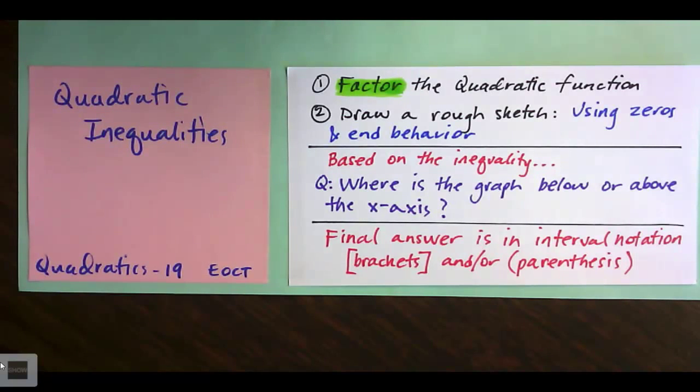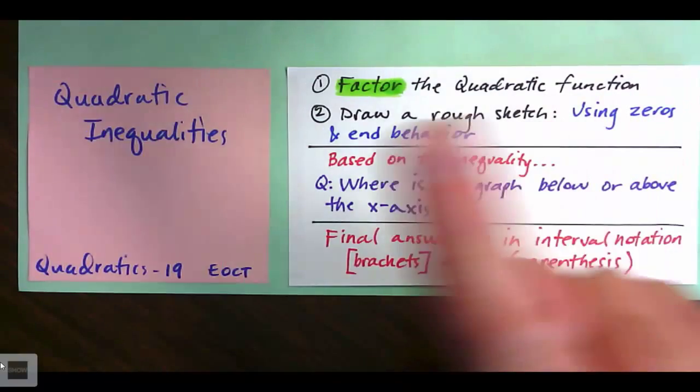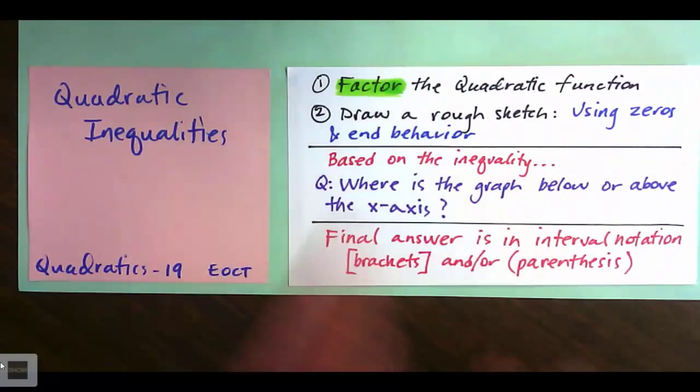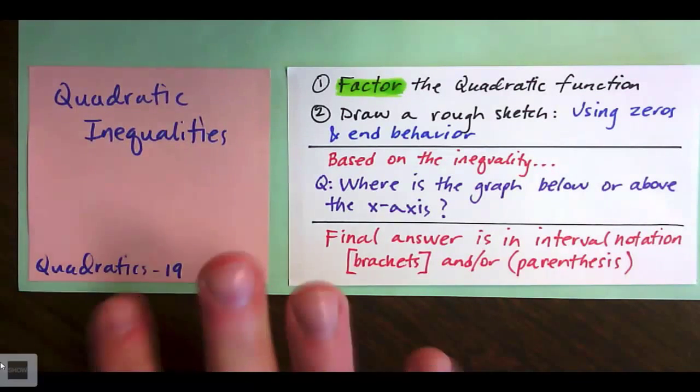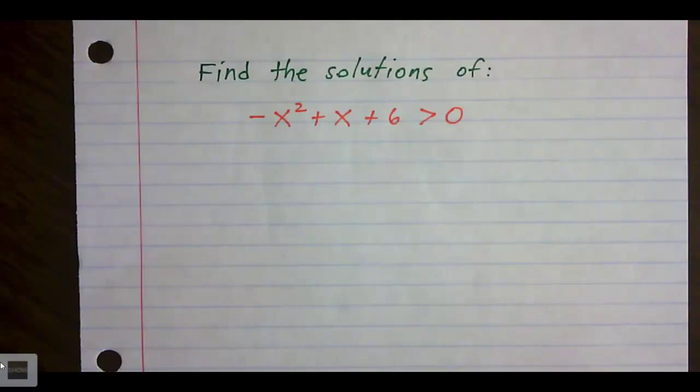On the backhand side it does say, number one, we're going to factor the quadratic function so that we can draw a rough sketch using zeros, but now we can't always factor, which sometimes we might have to use the quadratic formula. So front and back, go ahead and copy those down. Then I'm going to give you one example, or actually a couple of examples to look at.